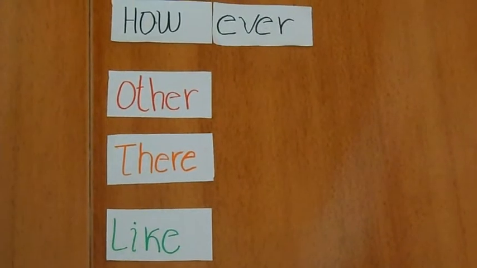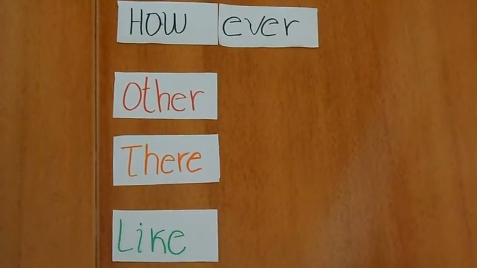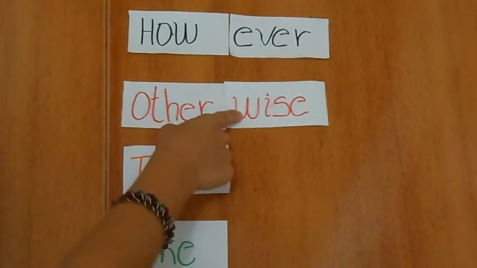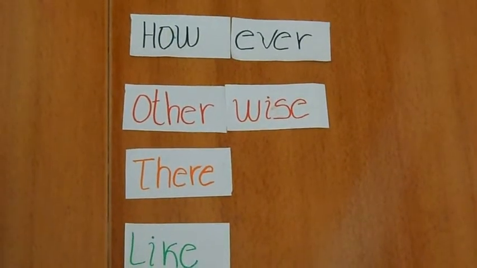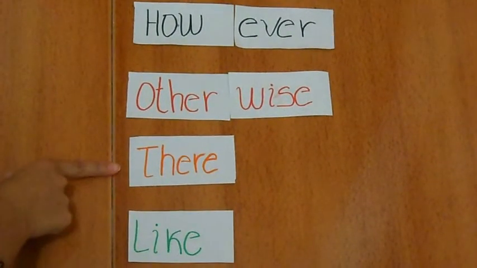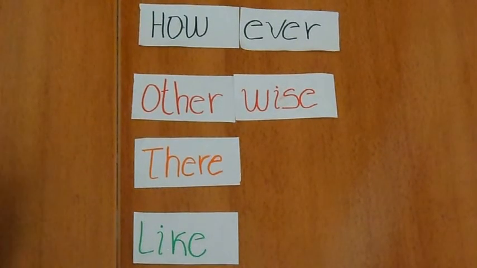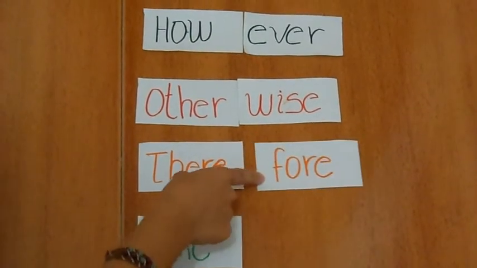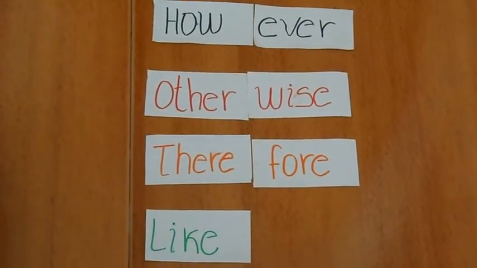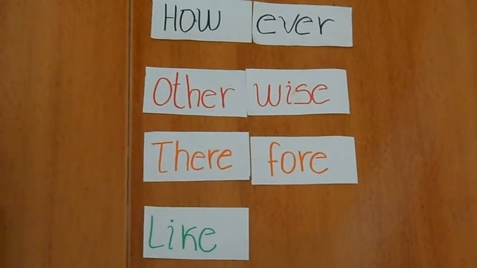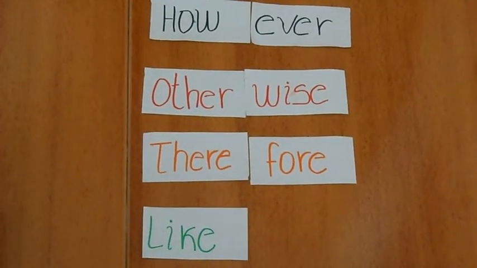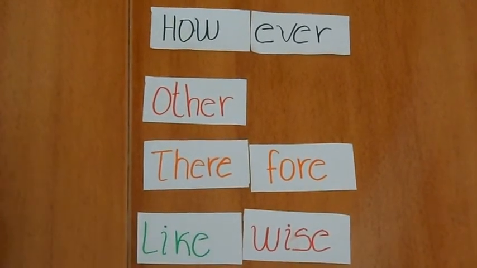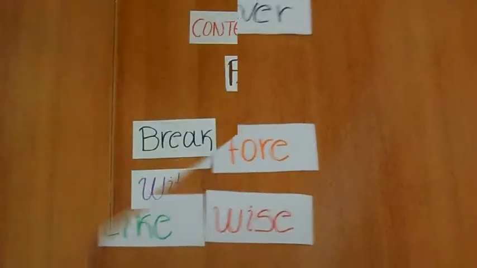In this part, we are going to see the word other, which is an adjective, and we are going to add another adjective from content words and create the connector otherwise. In this part, we can see an interjection word from function words, and we are going to add another interjection word and create the connector therefore. And the last part, we can see the content word like, and we are going to add another adjective from content words and create the connector likewise.